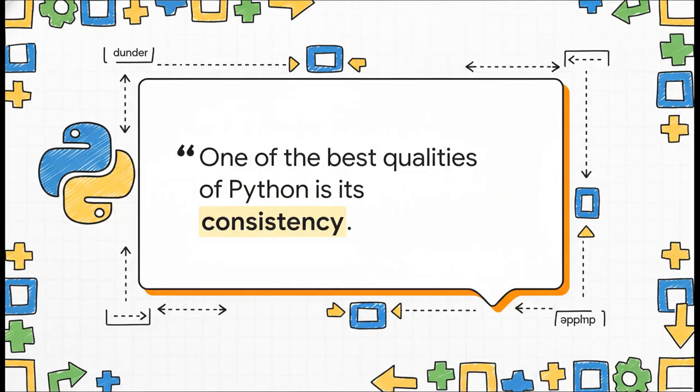And that's exactly why this is so brilliant. As the book Fluent Python puts it, this consistency is one of the language's best qualities. Because once you get this pattern for one feature, you understand it for all of them.